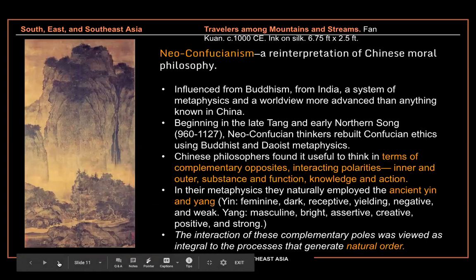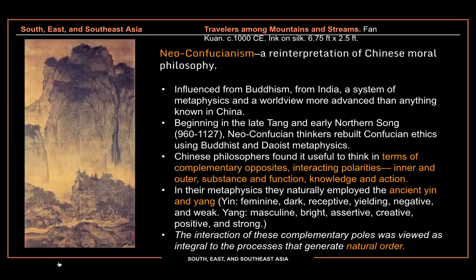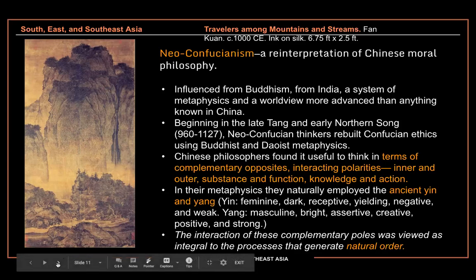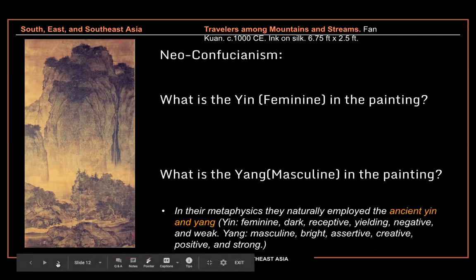So Neo-Confucianism is coming from China, but it also was influenced by Buddhism coming from India along the Silk Road and so on. And so in this, we often have a lot of this concept of opposites, right? Big, small, yin, yang, male, female components to a lot of imagery. And it all relates to the natural order of things.